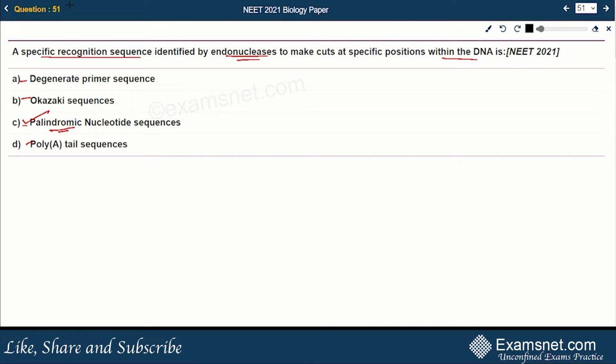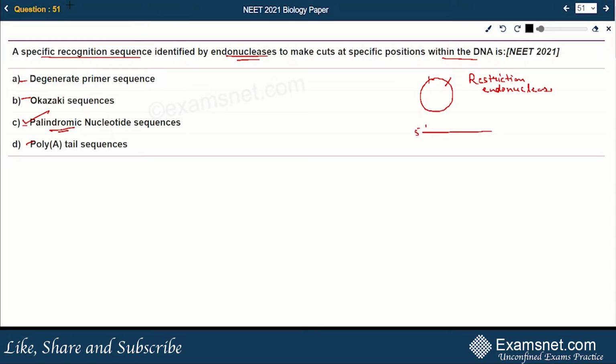So we know that in recombinant DNA technology, a cut is made within the DNA at a specific location. Now this location is identified by restriction endonuclease. And what type of location is identified? A palindromic site or a palindromic sequence. So it is basically a sequence of nucleotides where complementary strands of DNA read the same in both directions.